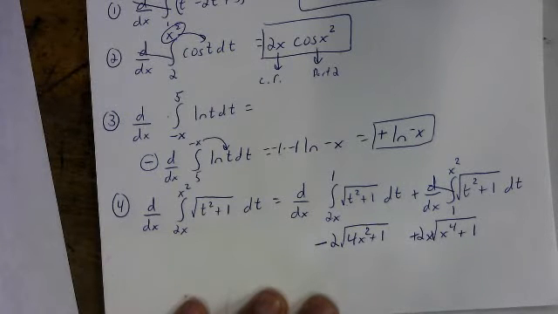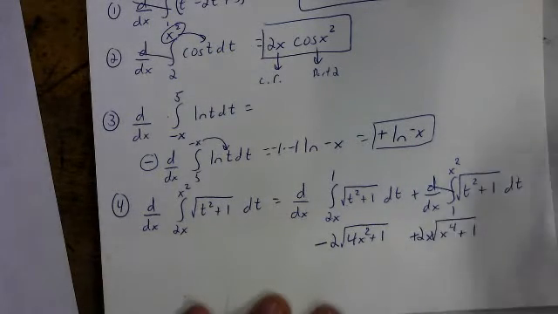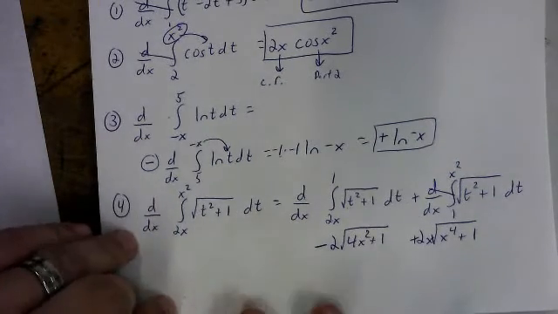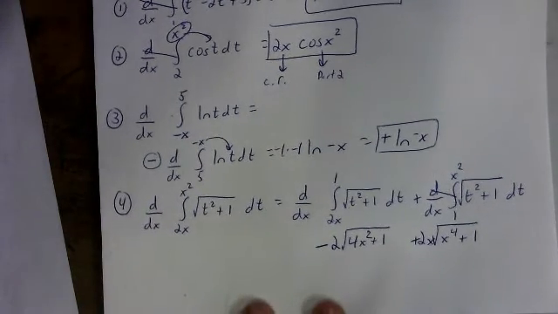So therefore the answer is negative 2 square root of 4x squared plus 1 plus 2x times the square root of x to the 4th plus 1. So let's do a couple more problems just to make sure we're good with this.